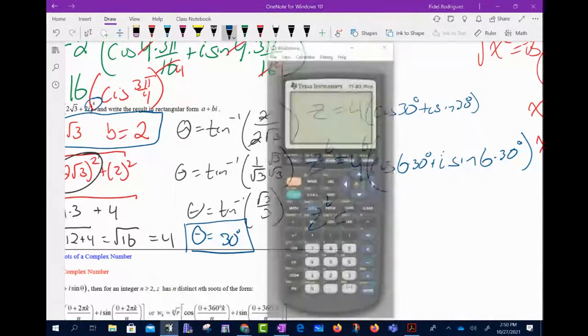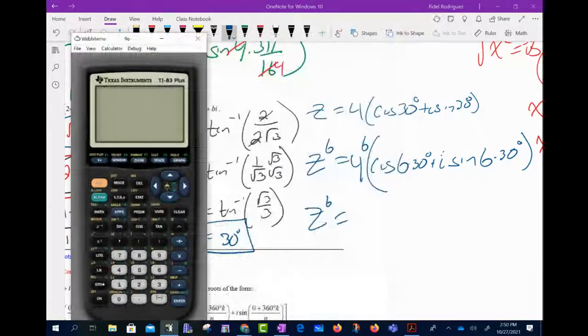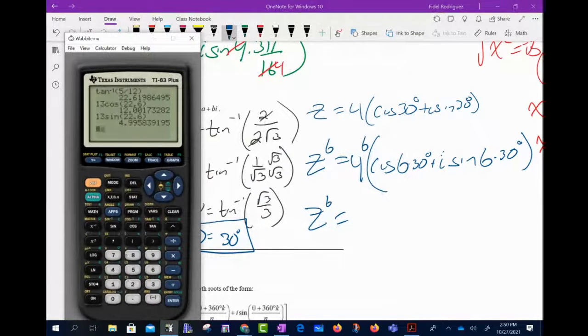First thing I'm going to do, y'all, I'm going to actually use my calculator here. I want to figure out what's 4 to the power 6. That'll be a pretty big number. 4 to the power 6 is 4,096, right?